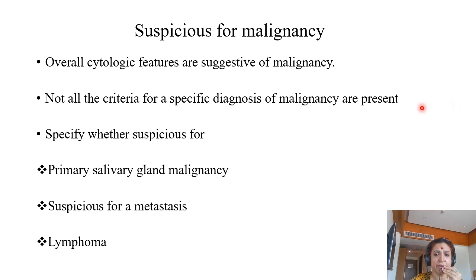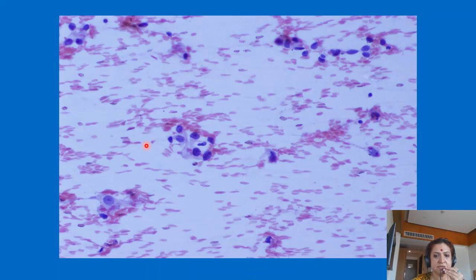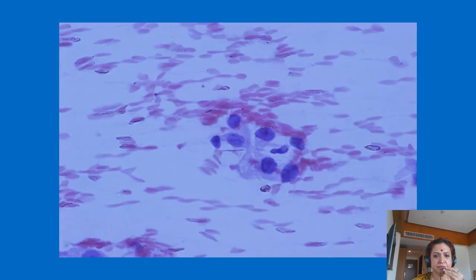Now suspicious for malignancy. So at least you have a suggestion that it could be malignant, but all the criteria for a specific diagnosis are not present. So you have to specify whether you are suspecting a primary salivary gland malignancy. Sometimes you may be suspecting a metastasis or a hematolymphoid malignancy. So that should be clearly mentioned in your report. What is your suspicion regarding the type of malignancy? So this is an example. The cells are definitely atypical, but you can't categorize them into a definite category.